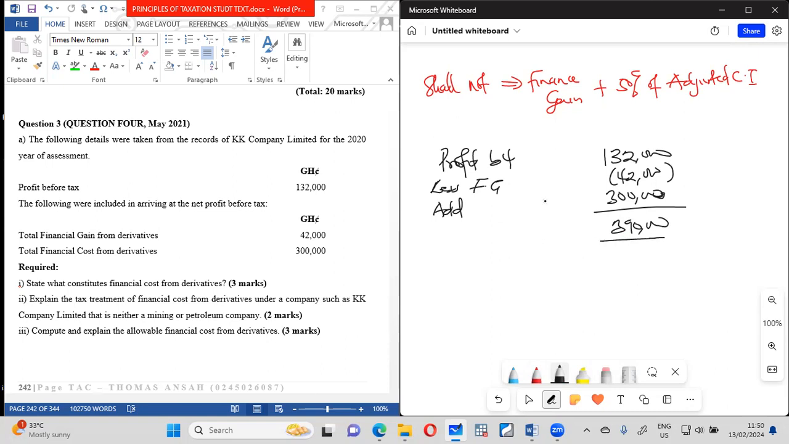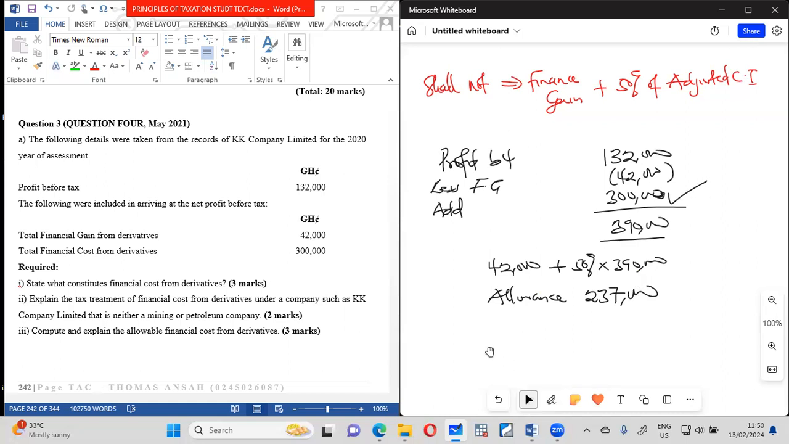Then I'm now coming to do my finance cost. So the allowable finance cost, how is it going to be? We said that it is finance gain, which is 42, plus 50% of the 390. So 50%, by 0.5, gives me 195. Then I add my 42 to it. So it means that the allowable finance cost should have been 237,000. But they deducted 300,000. So what then do we do?